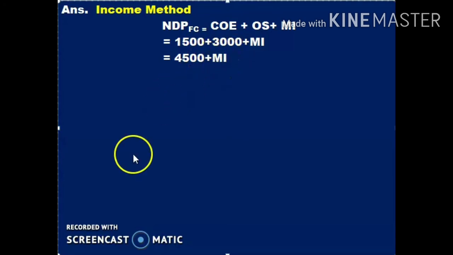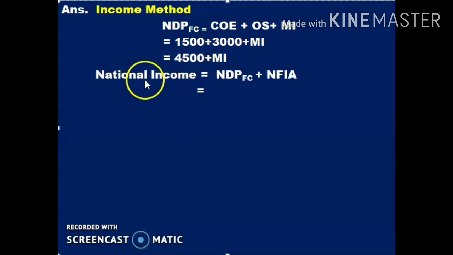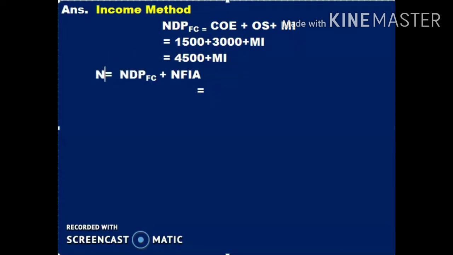So you will be getting NDPFC as 4500 plus MI. What is the formula for national income? NDPFC plus NFIA. NDPFC is given, so you can just write the notation, then only you will recognize it. NNPFC is the notation of national income. Do you remember that? You have to change DP to NP, so you have to add NFIA to the given answer.